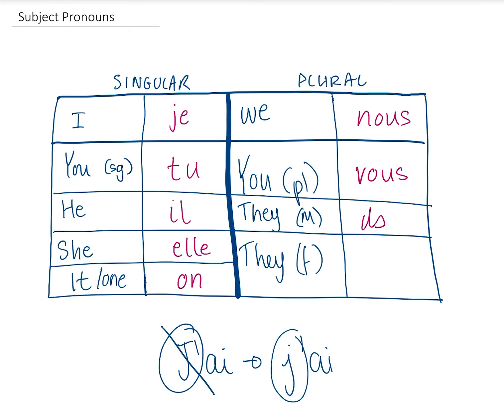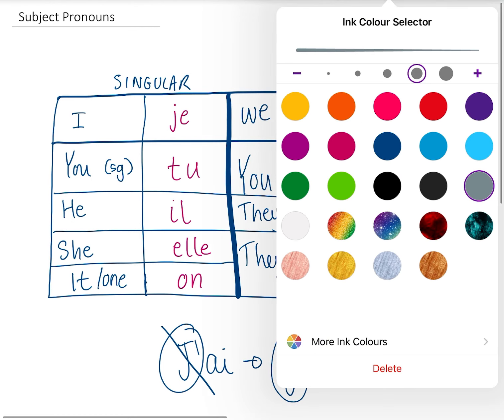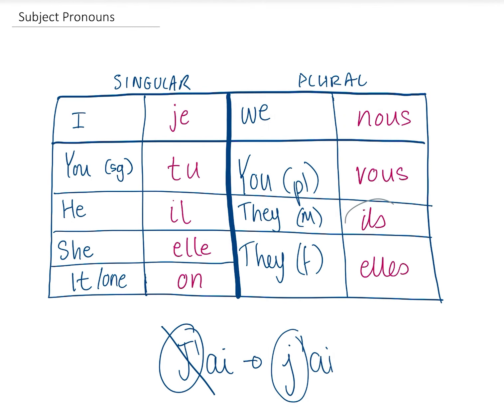They and they. So you can see here that il and ils are very similar. There's just an S on the end. And same with elle and elles. Plural just has an S added.